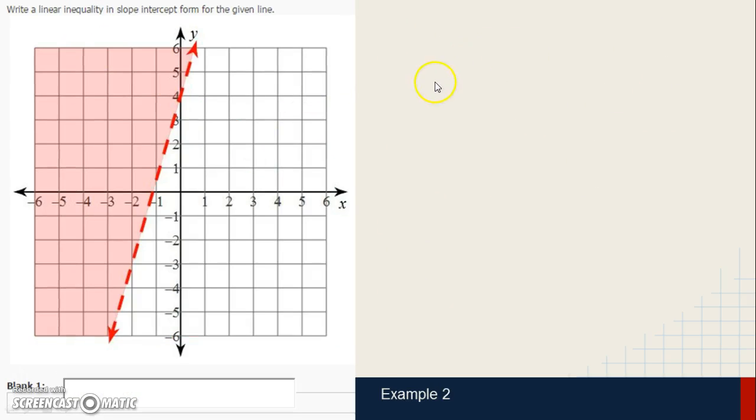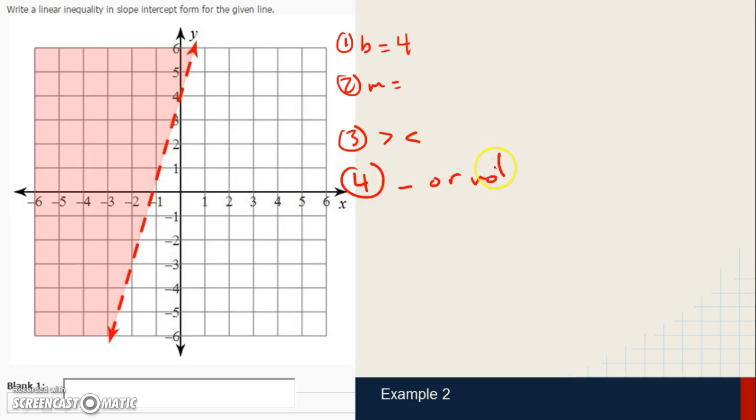Good, so here we have our second example. We're only doing 3 today, so we'll keep it nice and short. The first thing we're going to do is find b, then we're going to find what the slope is, and then we're going to determine whether it's greater than or less than, and then we're going to determine whether or not it's an equal to or not, right?